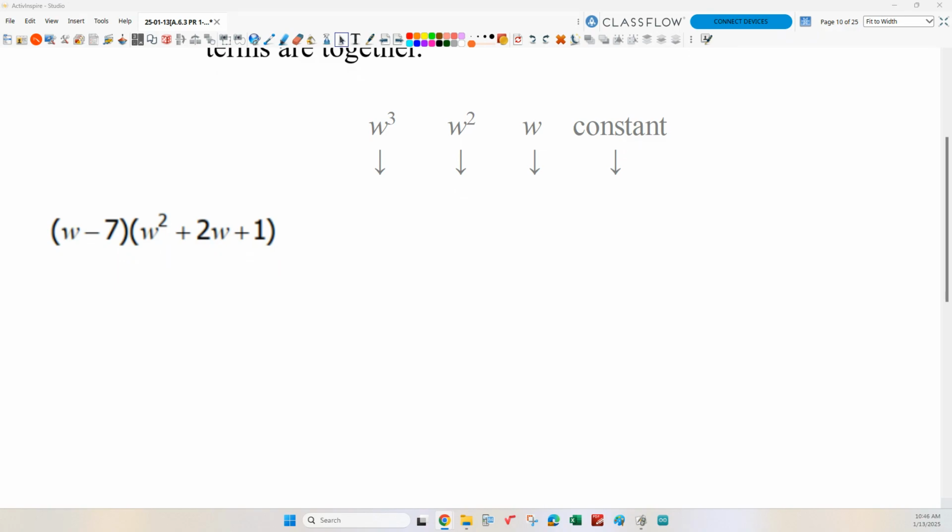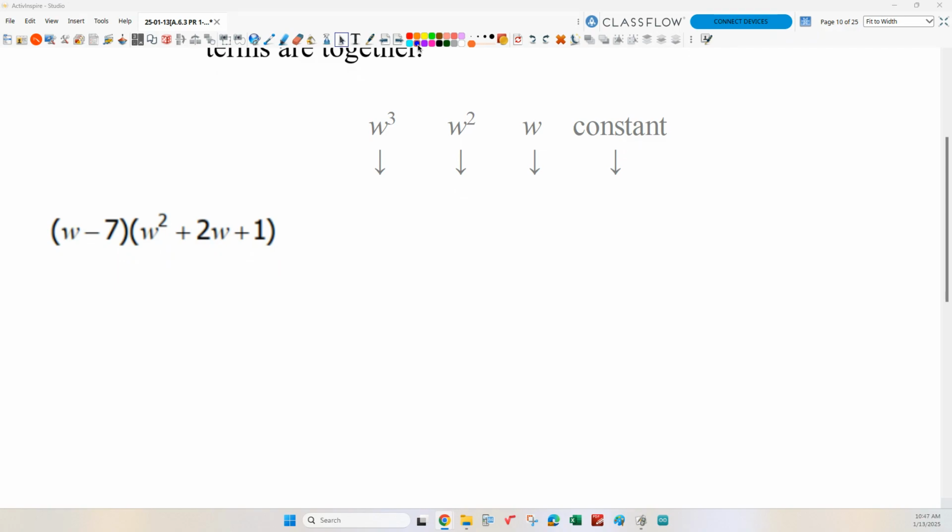So then here's how you can organize the way you do this. You're just going to set up a bunch of columns for each power of W, starting at W cubed, and then you're just going to work your way all the way down to the constant. And you don't even have to write it out. Just in your mind, you've got these columns. So when you do your distribution, you can place the answers into the correct column. You can add up the like terms vertically. It's way easier than that.